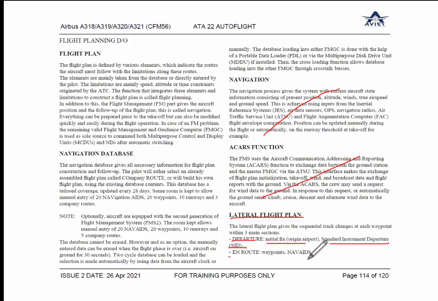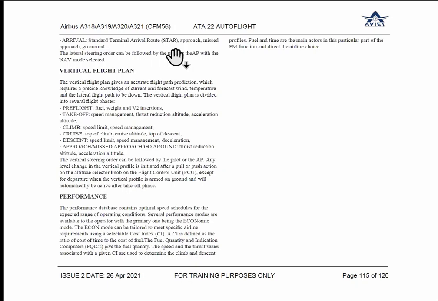Then en route, mainly the waypoints management and navigation management. Okay. So this is the lateral flight plan, and one more thing is arrival. Arrival means standard terminal arrival route, STAR, approach, missed approach, and go-around. What will you do in case there is a missed approach? What if you have to go around? So that is all part of lateral flight planning. Lateral steering orders can be followed by the pilot or by the autopilot.